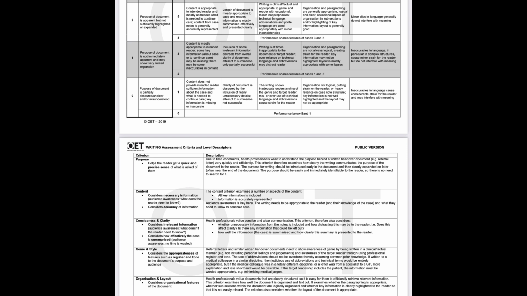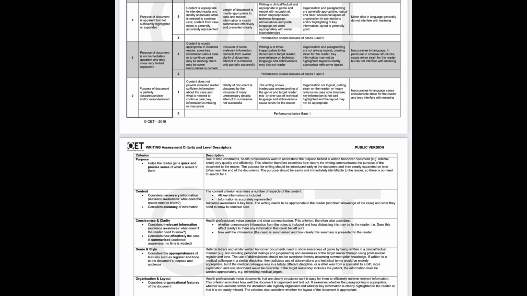This criterion therefore also considers whether unnecessary information from the notes is included and how distracting this may be to the reader. That is, does this affect clarity? Is there any information that could have been left out? How well the information of the case is summarized and how clearly this summary is presented to the reader. So conciseness and clarity basically talks about the ability of the examinee to exclude things that are irrelevant.